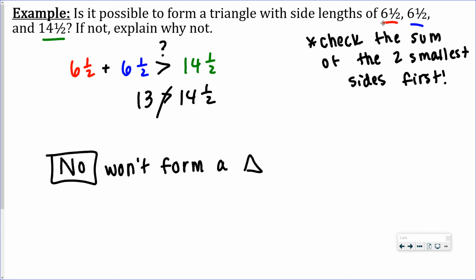Okay, so that's what I was saying on that last slide. You only need to show that one inequality isn't true, and that automatically means it can't form a triangle. Won't, can't, whatever you want to say.